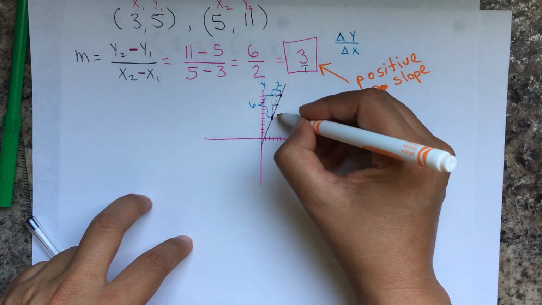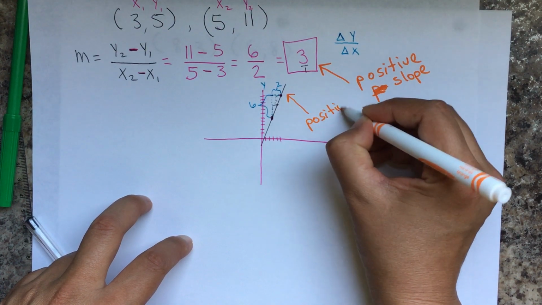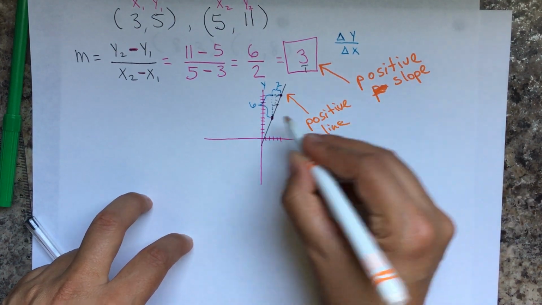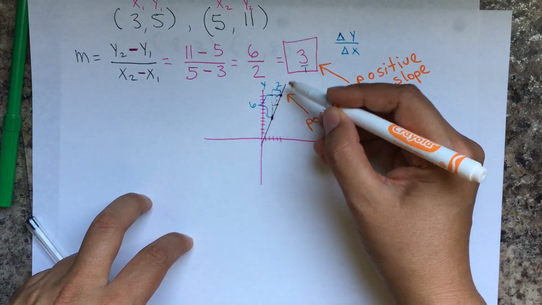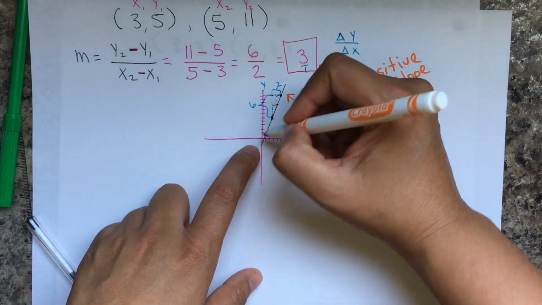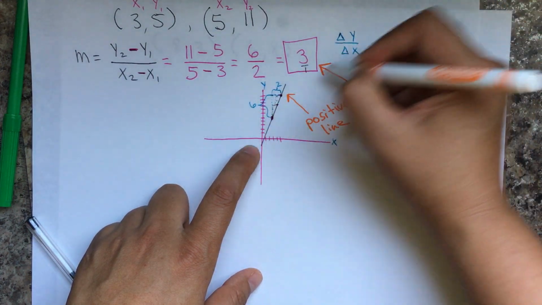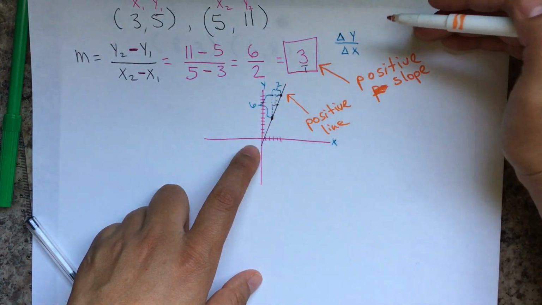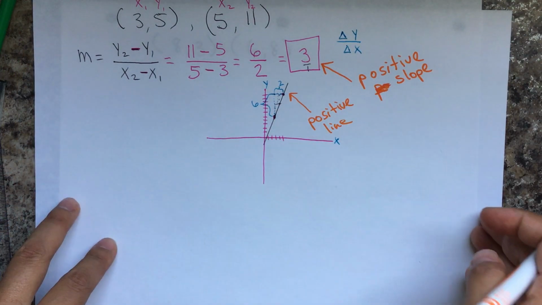Positive slope gives me a positive line. Okay, positive line means that from left to right, it starts going up. I told my students, it's like when you're writing a letter, and some people tend to write up. They start moving up, up, up, up, up. Okay, so that's positive slope, positive line.